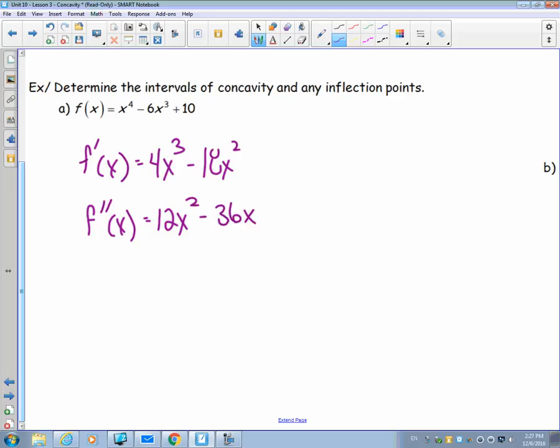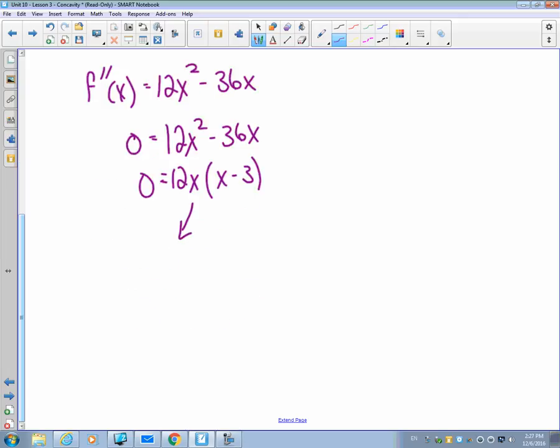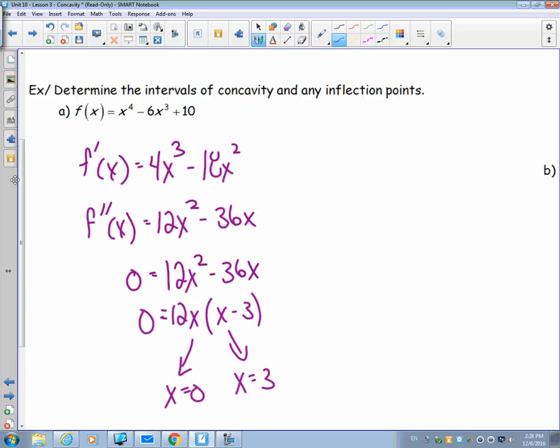I want to know where my inflection points happen. So I'm going to take my second derivative and I set it equal to 0. So 12x squared minus 36x. And I want to factor that. So 12x, common factor that out, and I get x minus 3. So at x is 0 and at x is 3, something's happening. We assume those will be our inflection points. What happens on either side of those will be our increasing or decreasing concavity ideas.